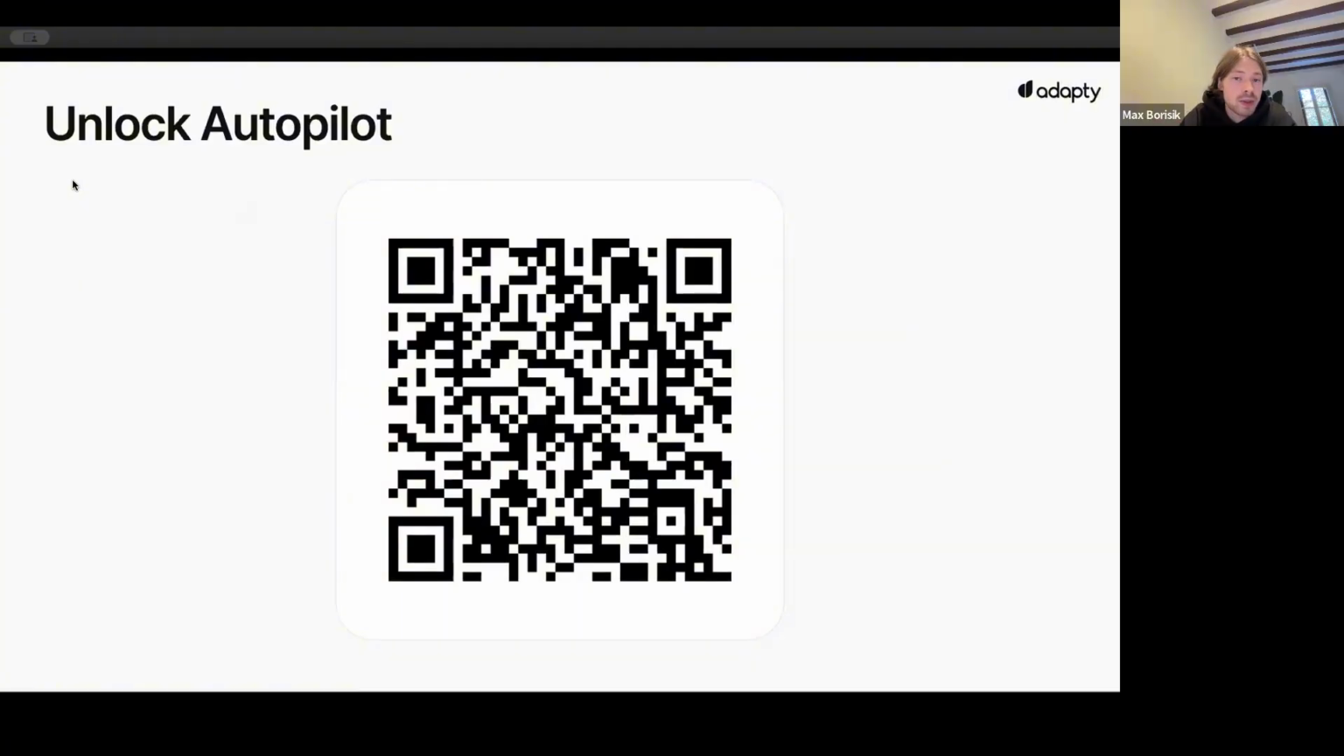And if you're already an Adapty customer, it's available in your dashboard. You can just go to the A/B test tab and you'll find the Autopilot info.